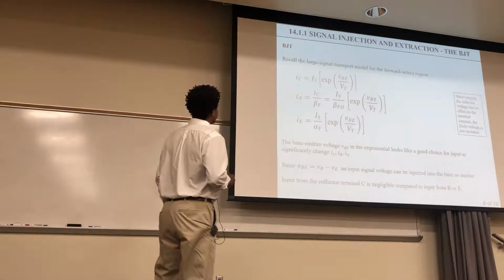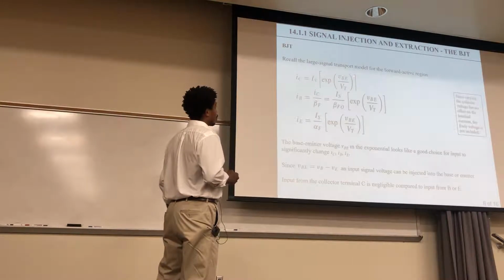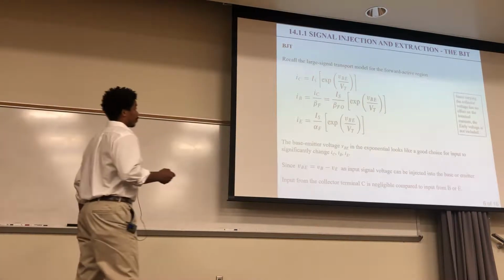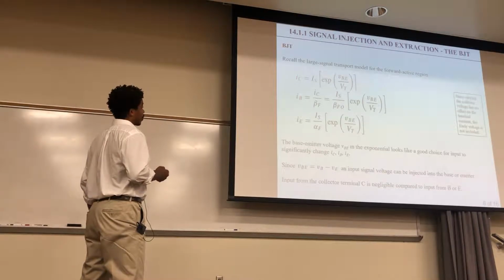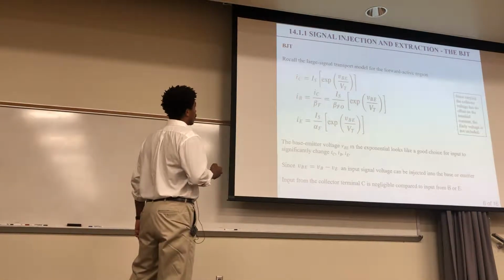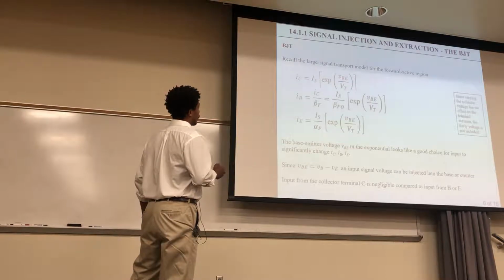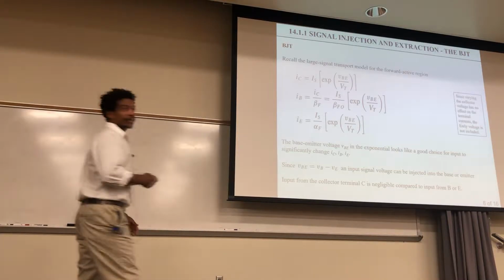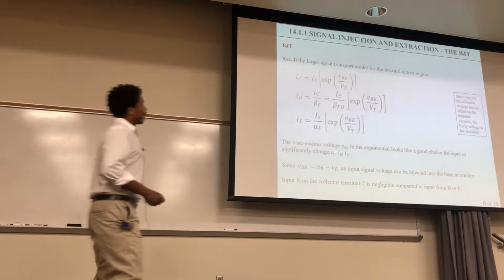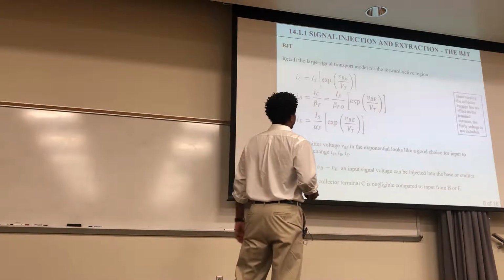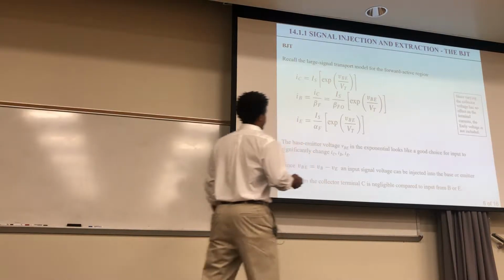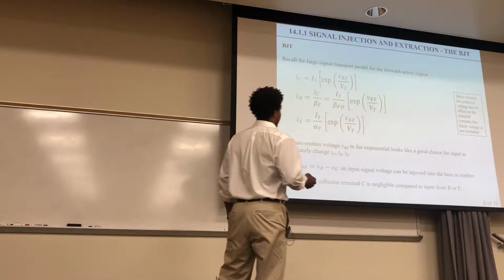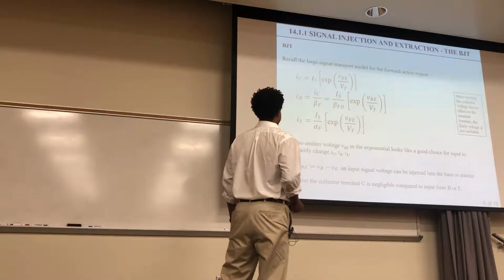So for the BJTs, recall the large signal transport model in the forward active region. We have the collector current, base current, and emitter current, and you can see that they're all functions of the base emitter voltage. This is the thermal voltage in each one of them. It looks pretty much like a diode. Now, if you vary the collector voltage, it has little effect on the currents, and the early voltage is not included because of that.